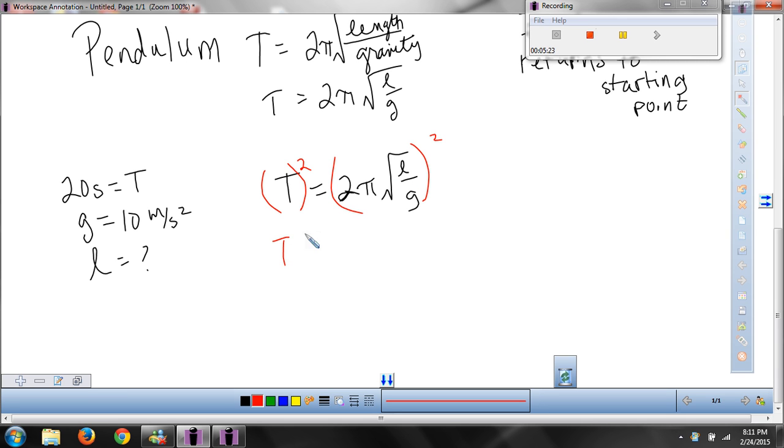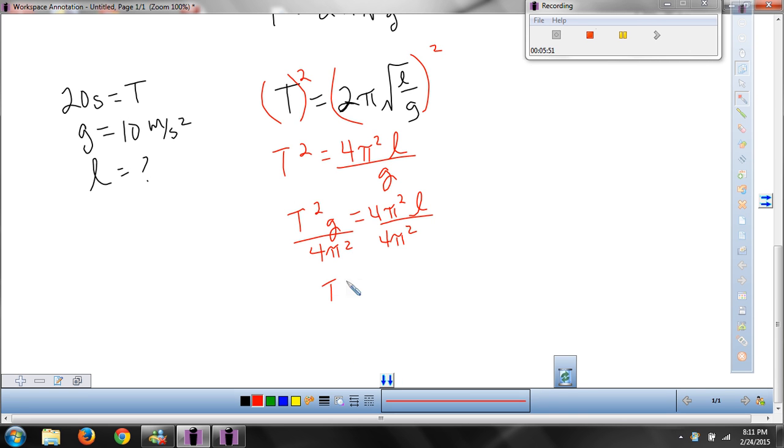So I'm going to rewrite this as T squared equals, well, 2 squared is 4, pi squared is pi squared. The radical goes away if I square it, so that'll leave me L, and then g in the denominator. So if I'm solving for L, I'm going to say T squared times g equals 4 pi squared L. I'm going to divide by 4 pi squared. So L is going to be T squared g over 4 pi squared. It's the length of my pendulum that has a 20-second period.